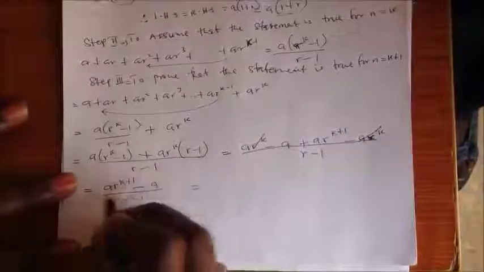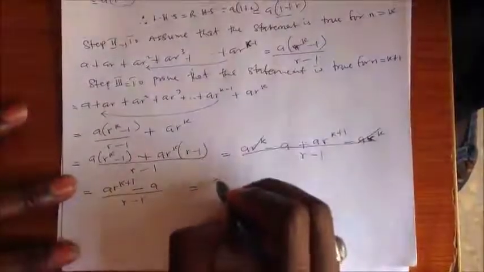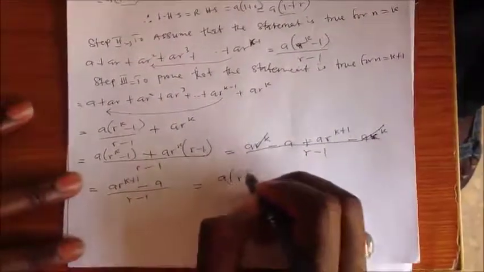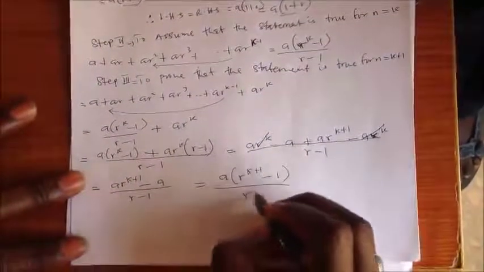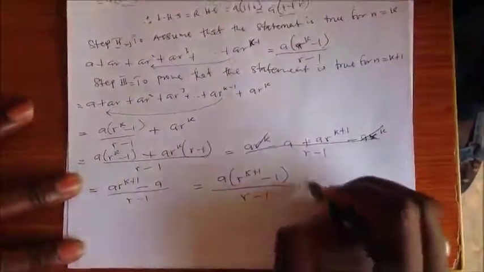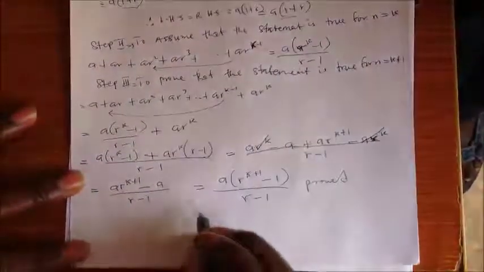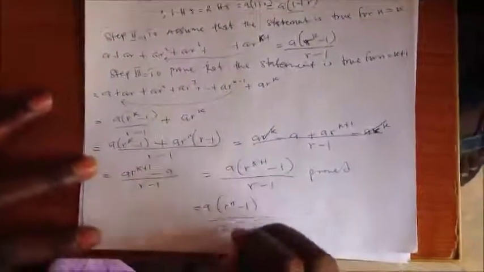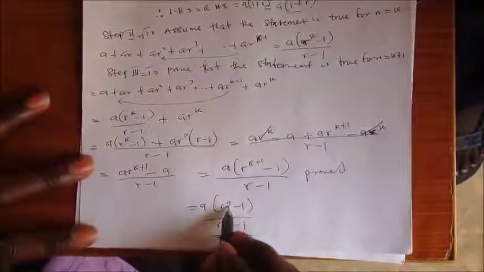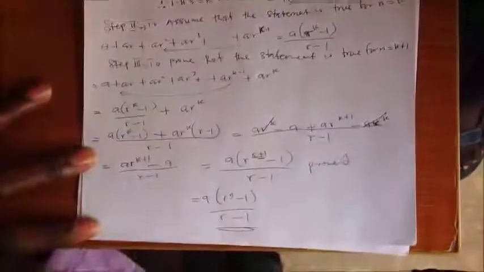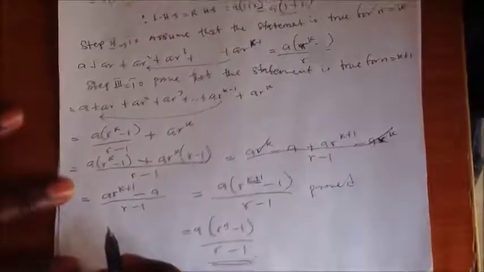If you look at this, a is common. We just factor a out and have a into r to the power k plus 1 minus 1, all over r minus 1. This is as required, it is proved. Because if you look at the first statement given to us, we have a into r to the power n minus 1 all over r minus 1. We are told that anywhere we see n, we are expecting to see k plus 1, as required here. So this is the end of our lesson for today. Thank you very much.